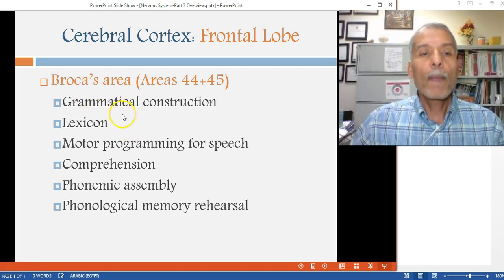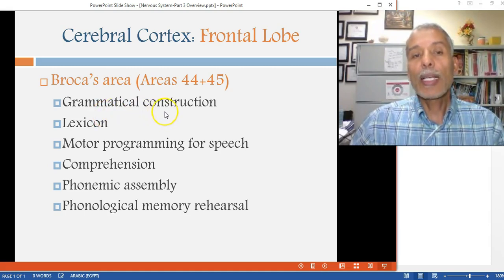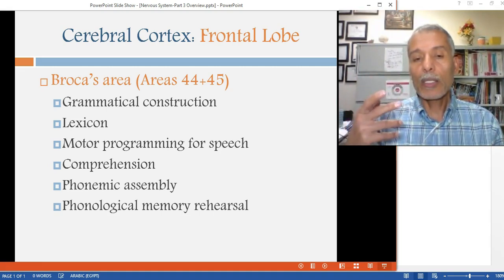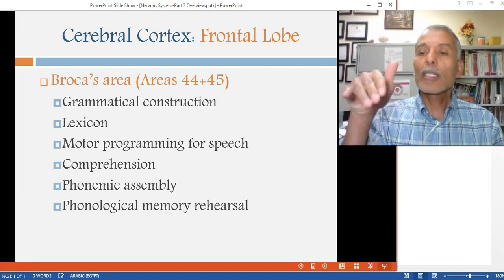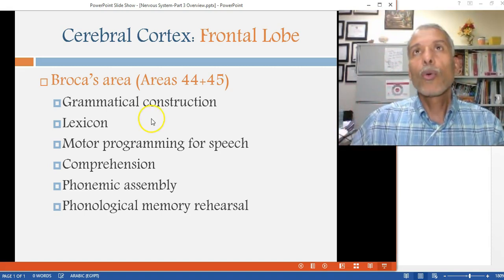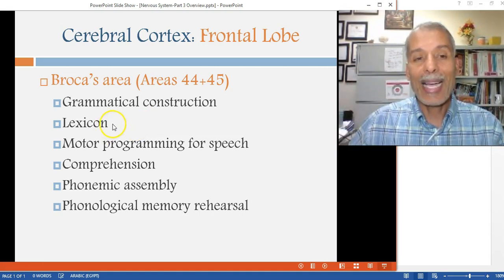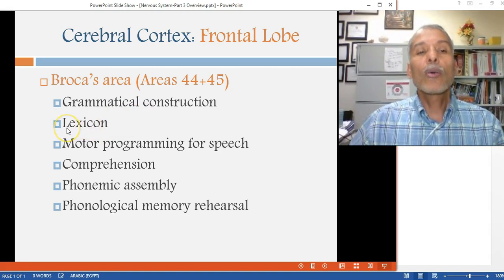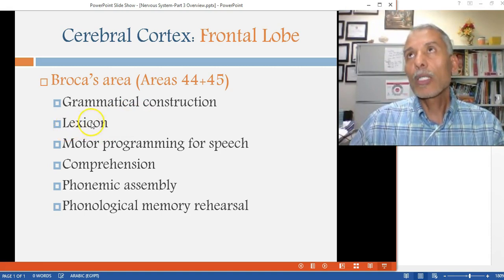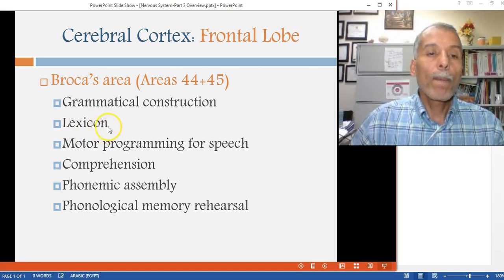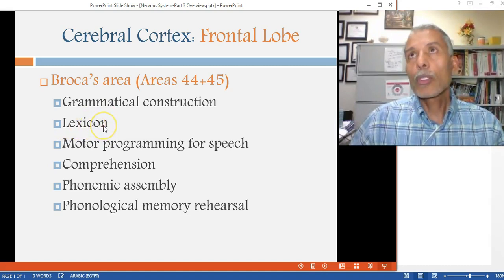So Broca's area is concerned with grammatical construction. It is the area that processes sentence grammar, and it enables us to make sentences that are grammatical. So it is important for the expression and for the comprehension of syntax, for grammar. It also has the lexicon, or the words, the meaning of words. So you also identify these words. Are they nouns? Are they verbs, adjectives, adverbs, and so on?